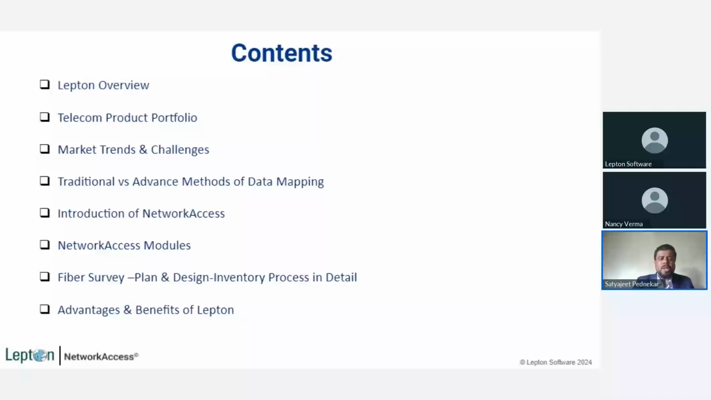People who are new to Lepton, this is for them to get the quick overview about Lepton. Then the Lepton product portfolio, the current market trends and analysis, and the challenges the fiber telcos are facing in the market. The traditional and advanced methods of data mapping. Introduction of the network access. The network access is a product which is widely used globally for our fiber ecosystems. Then different models of network access. Then we will look at the entire process from the fiber survey to the inventory in detail, and finally the advantages and the benefits of the Lepton.